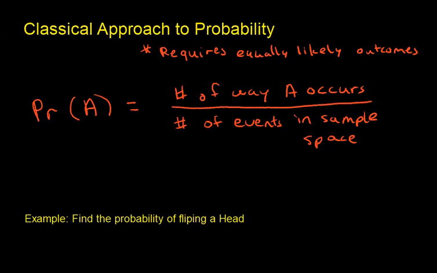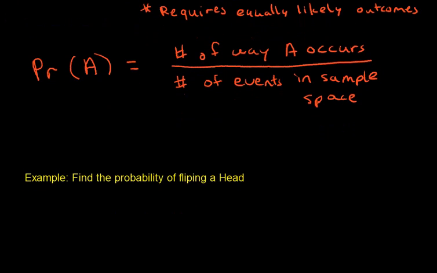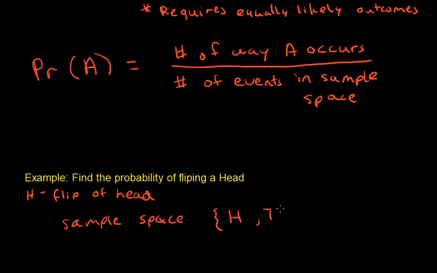Let's find the probability of flipping a head. Okay, so H is going to be the event of flipping a head. Let's see, what is our sample space for flipping a head? Well, you flipped a coin. That's a procedure that you did. So I either get a head or I get a tail, right? So this is the sample space.